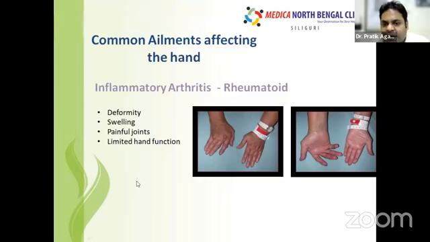So you can see in the diagram, there is a deformity of the hand. The fingers have deviated towards the ulnar side, and there is swelling in the joints of the fingers. You can see here, and all this.